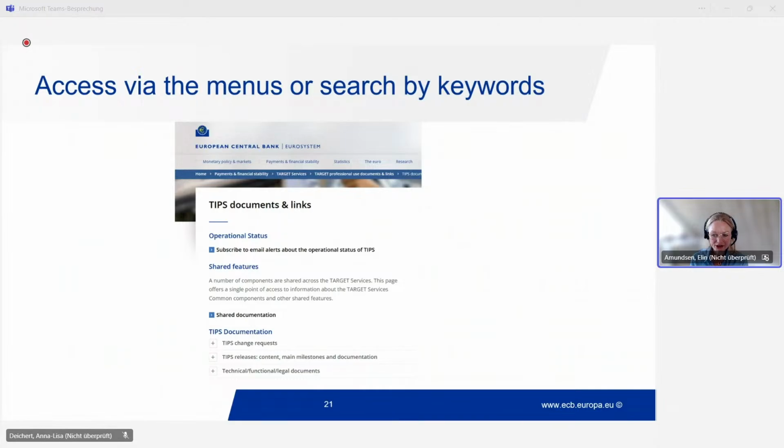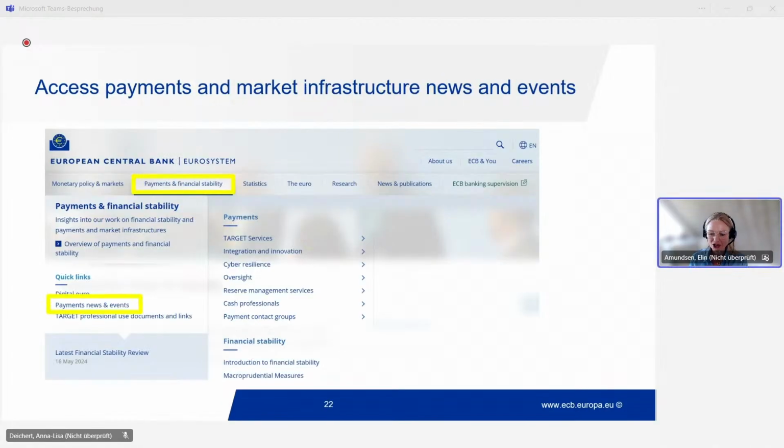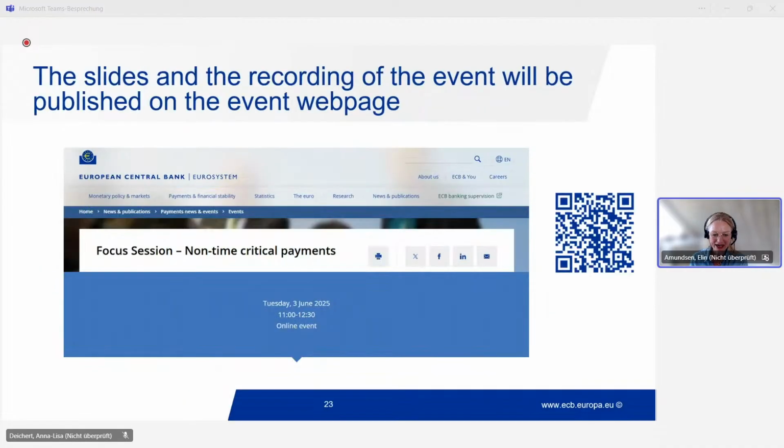There's another place we just want to briefly highlight for all of you, which is on the next slide here. Again, same place, payments, financial stability, the most important place of the ECB website. There's a section called payments, news, and events. And that's the place we have highlighted in yellow where you go and find, for instance, this focus session, where you can see the live stream, where you will see new events. And the same place is also where you find anything related to news.